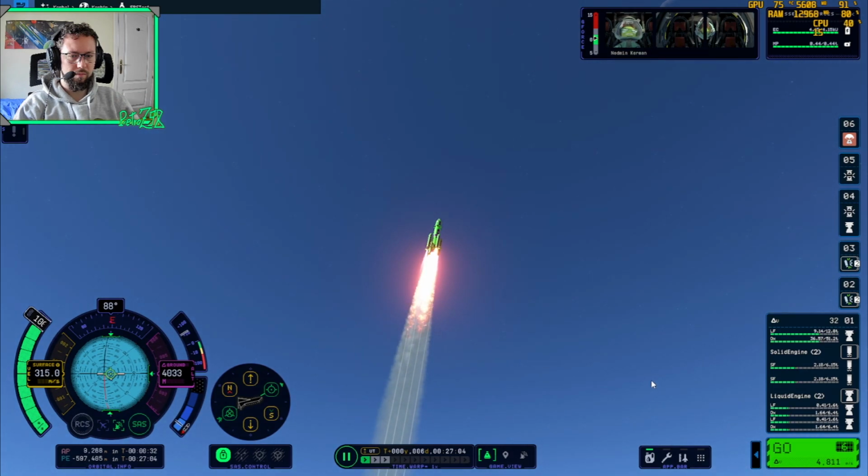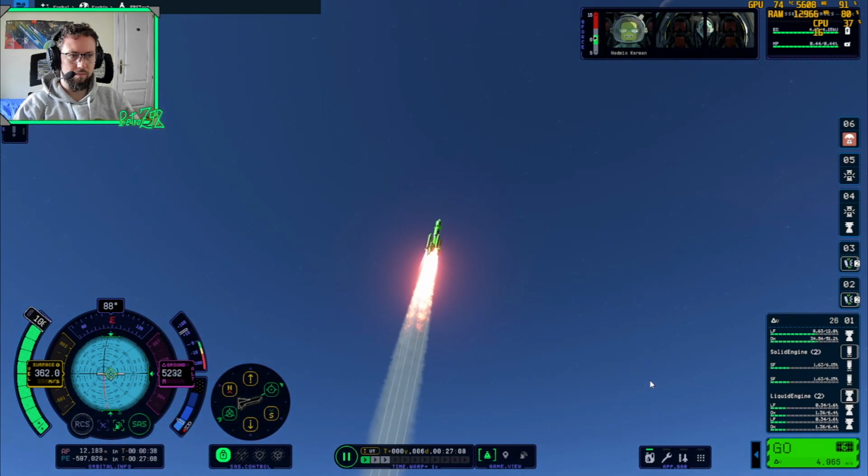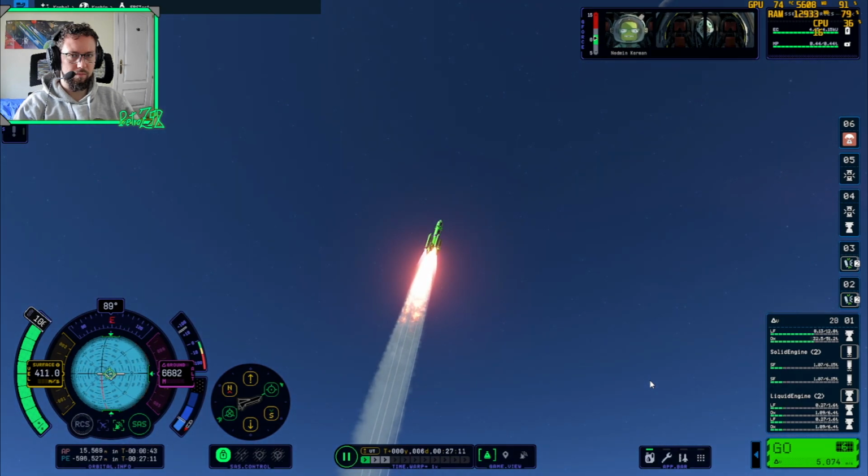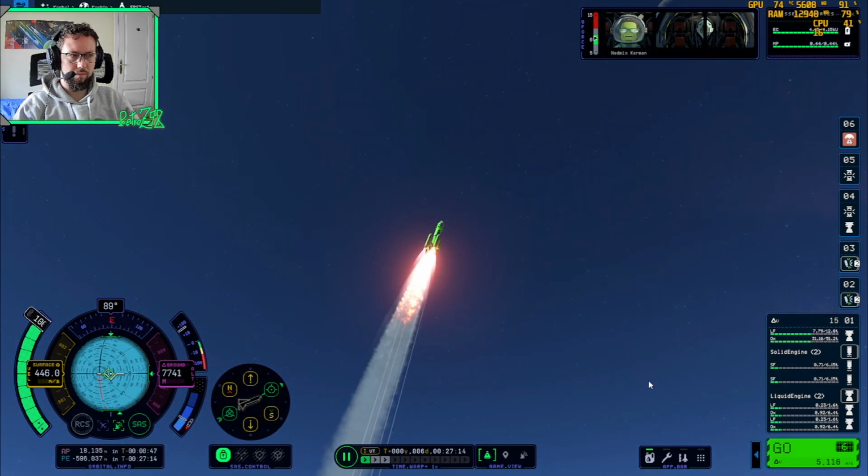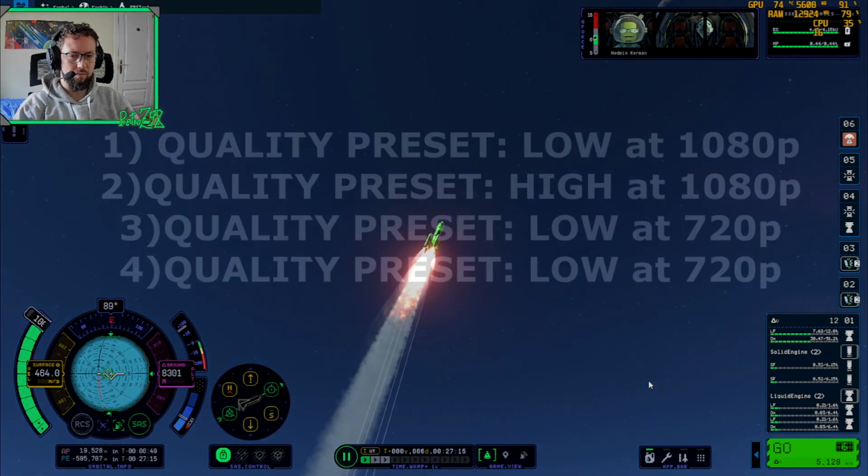In the next 4 clips you're gonna see what were the values of the usage of GPU, RAM and CPU, in value and in percentage, and also the FPS for each section of the simple suborbital mission that I did 4 different times in the 4 different graphic conditions.